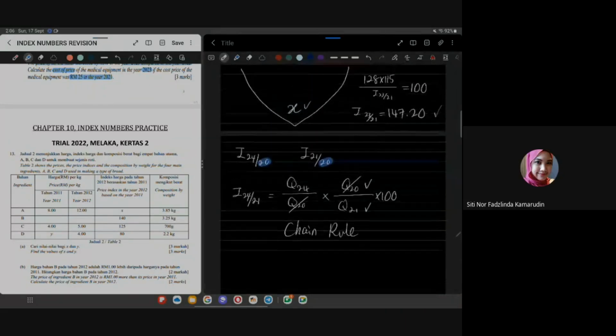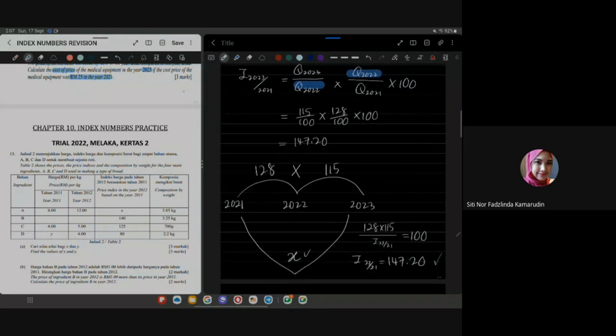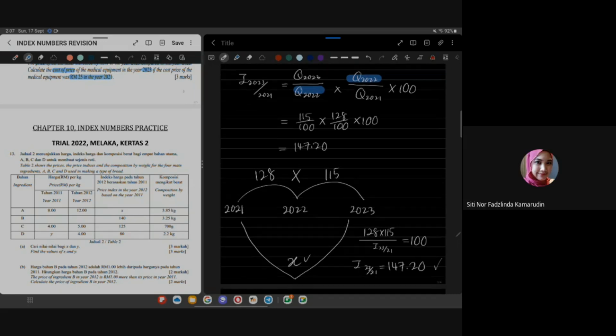Selamat petang Cikgu Adrian. Sebelum tu saya perkenalkan nama saya. Saya Cikgu Siti Nur Fazlinda binti Kamarudin, your new GKMP. Hai Puan Fazlinda. Okay, Cikgu Adrian, thank you very much untuk buat kelas pagi petang ni.